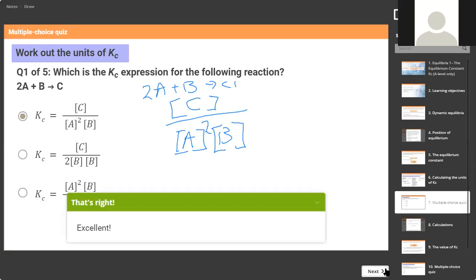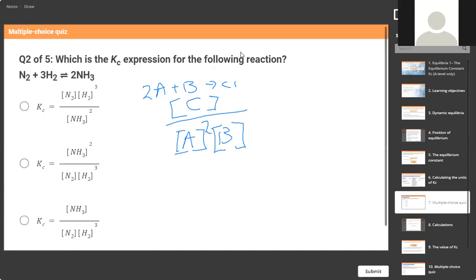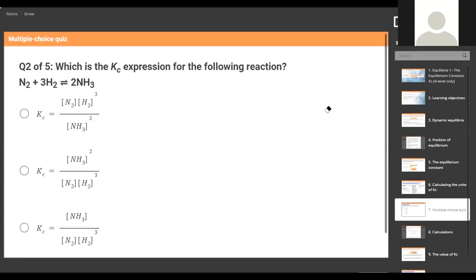So there, let's move on to the next one. Let's erase everything off here, clear all drawings. Okay, so what is the Kc expression for the following reaction? So if we have a look at this one, we've got N2 plus 3H2 to 2NH3. So products again, right-hand side, always is on the top.